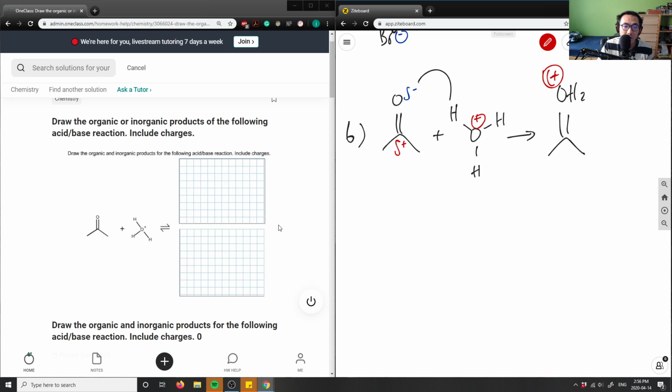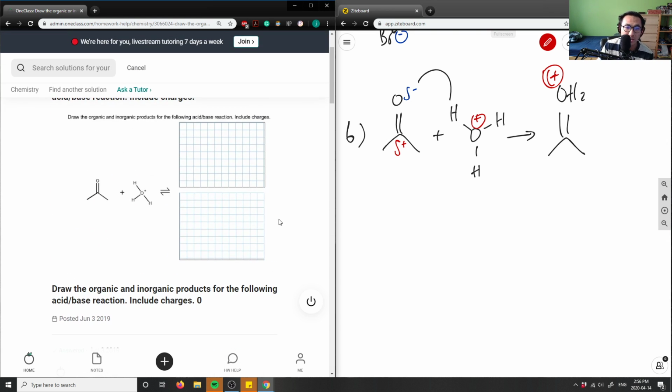Here's positive, and then what I'm going to get is the intermediate here. And then what happens is that this thing is going to be a good leaving group, and then this OH here can get kicked out and be reduced by an alcohol here.